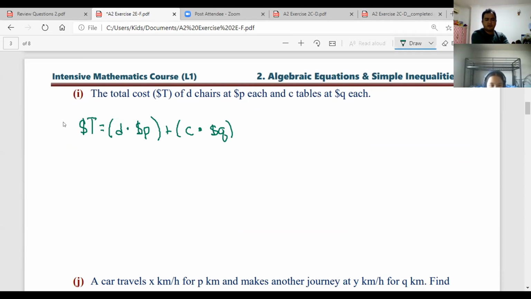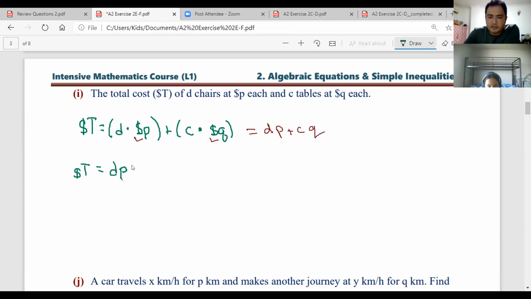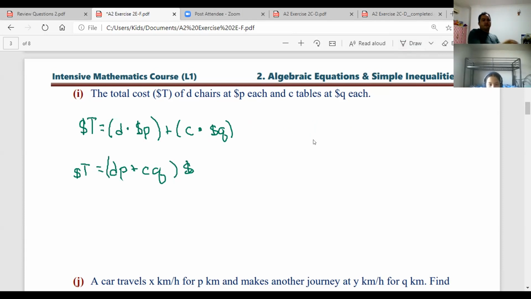But can you simplify this now? Can you write this in a simpler form? As you see, Shahina, here we have the dollar sign twice. We don't have to write this twice, right? So we can just write it as DP. When it's just DP, we know that these two things are multiplied. Plus CQ, right? And we can just write the dollar sign in front. Okay, very good.